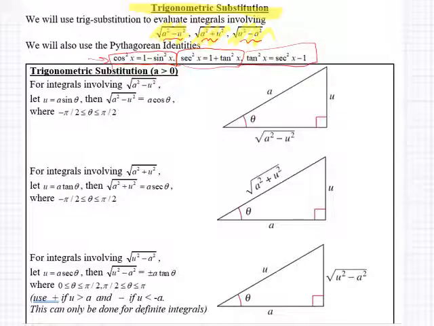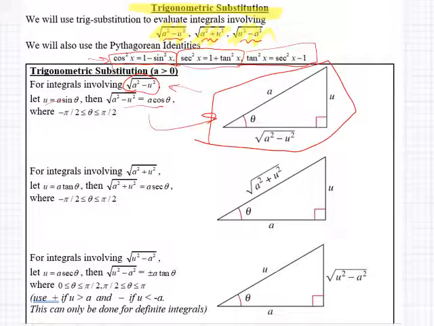So there's a particular substitution that goes along with each root. If we have the square root of a squared minus u squared, there's a particular substitution we're going to go through, and I'll go through each one individually. There's also a geometric picture for a right triangle that uses all the same pieces as well. And then there's the square root of a squared plus u squared substitution, and then the square root of u squared minus a squared substitution. So we'll look at each one individually. We'll do an example of each one, and then we'll do a couple more examples.